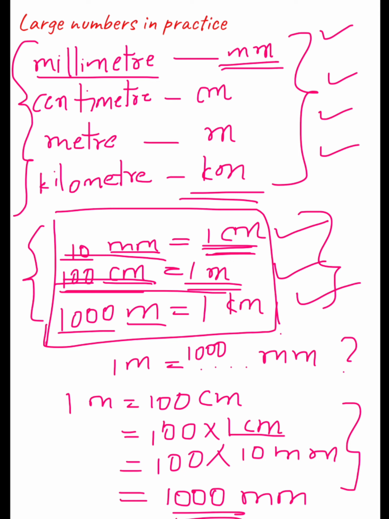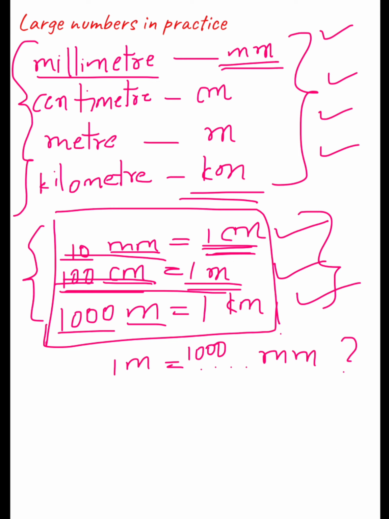Now let's see another question. Now suppose I am asking you, 1 kilometer equal to how much centimeter? So the only thing that you know about kilometer is that 1 kilometer equal to 1000 meter. From the box you know this, 1 kilometer equal to 1000 meter.